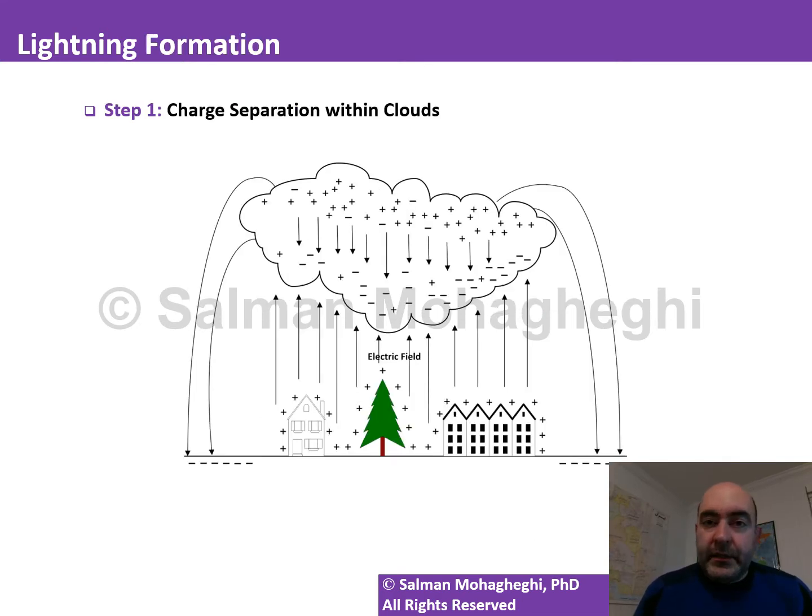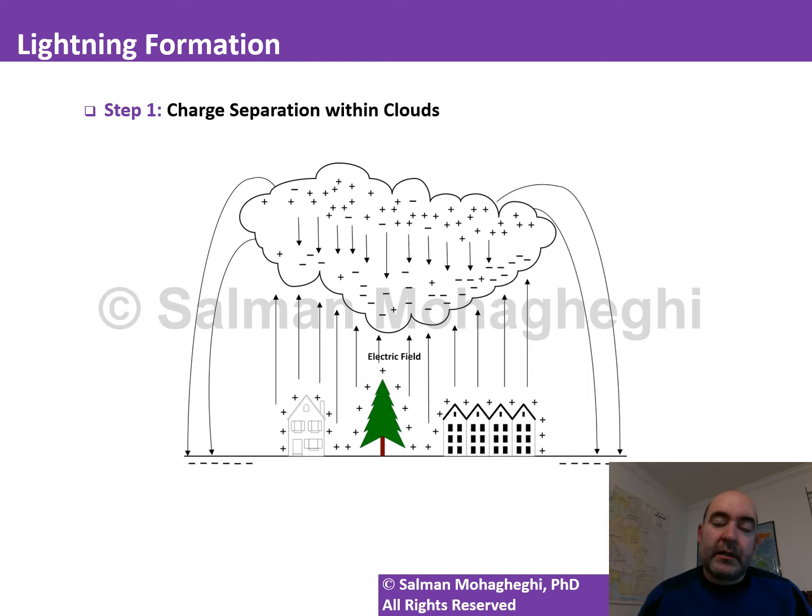All right, let's consider the most common type, negatively charged cloud to ground lightning. In order for this lightning to form, there are multiple steps. The first step is charge separation within the clouds. This process is not entirely known. There are different theories about how this happens. One is that water droplets, as they move towards the bottom of the cloud, attract negative charges and bring them with them to the bottom, leaving some positive charges at the top.